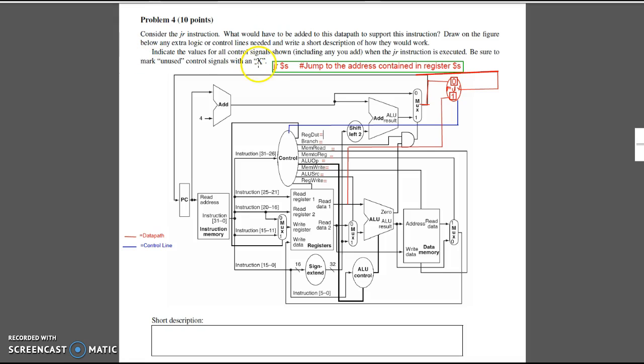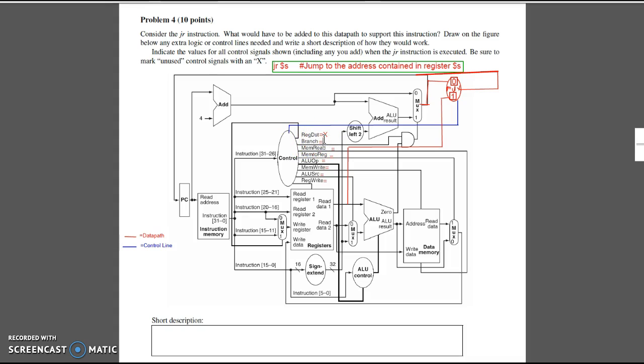Alright, I went ahead and wrote what the jump register does. It's just jumping to the address contained in the register RS in this case scenario. Okay, to get started, let's start with our control signals listed below, and I'll explain as I go. For the first one, register destination must be an X. The reason is because we're just jumping to whatever the register is. It doesn't care whether we put anything into it because we're not storing anything in a register.